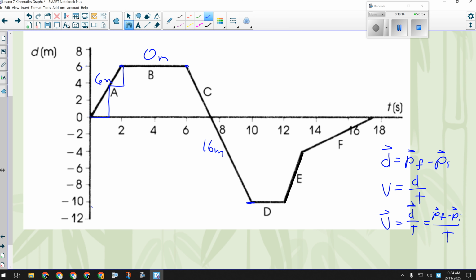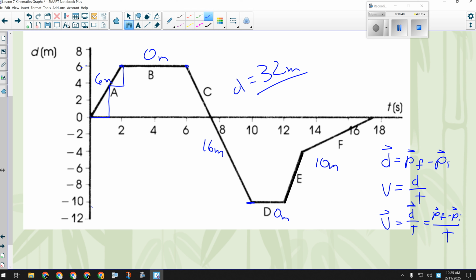We don't, right? We're flat. We're not going anywhere in D. And then in these two parts, I go from -10 to 0, which is how far? Another 10 meters. Okay, so I went 6, 22, 32 meters in total.